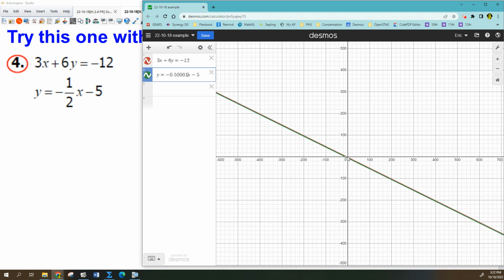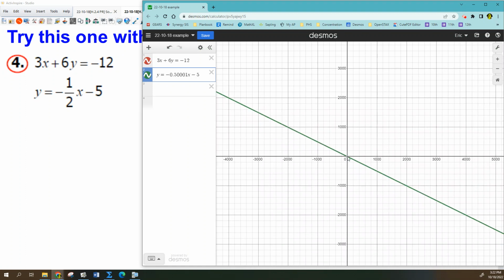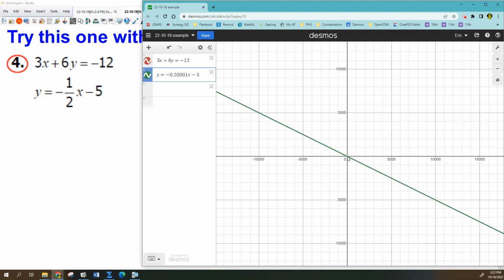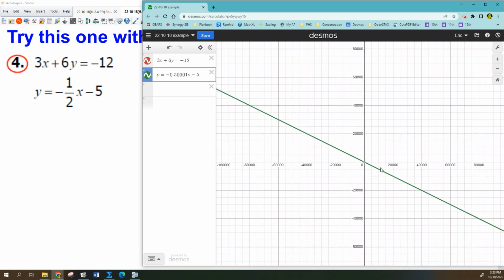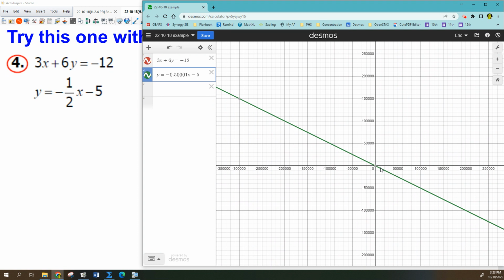So if I zoom out here, eventually, maybe. Did anybody find it? There it is, right there. Negative 300,000, positive 149,998. I did get an intersection. I've never done that before, so I've never actually verified that works, but it does. Okay, makes sense?